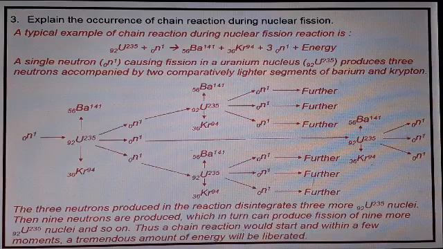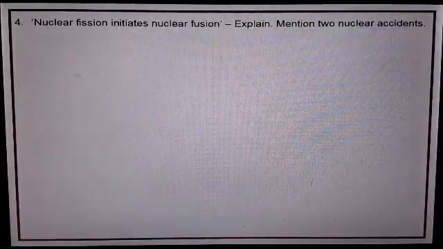in a uranium nucleus produces 3 neutrons accompanied by 2 comparatively lighter segments of barium and krypton. The 3 neutrons produced in the reaction disintegrate 3 more uranium nuclei, then 9 neutrons are produced, which in turn can produce fission of 9 more uranium-235 nuclei and so on. Thus, a chain reaction would start, and within a few moments, a tremendous amount of energy will be liberated. Clear? The fourth one. Nuclear fission initiates nuclear fusion.